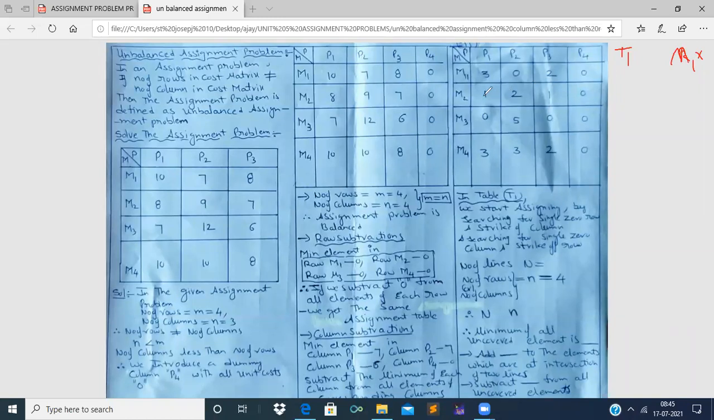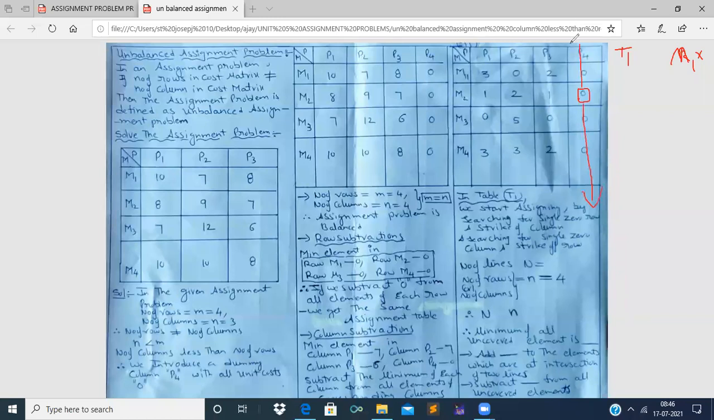In M2, the elements are 1, 2, 1, 0, right? Here, a single zero is present. M2 is a single zero row. As I told you, Hungarian has told that as soon as we find a single zero row, we have to give assignment, and this assignment is given in the fourth column, that is, the P4 column. Therefore, immediately we have to strike off the column.